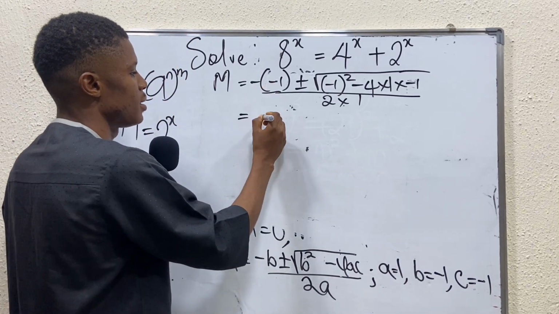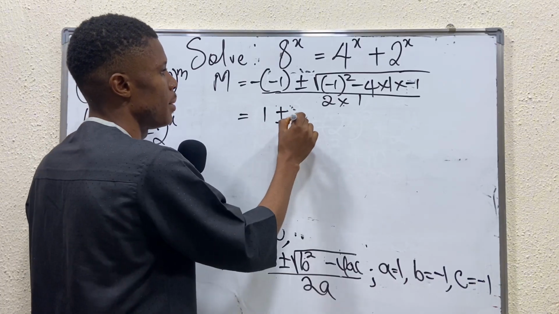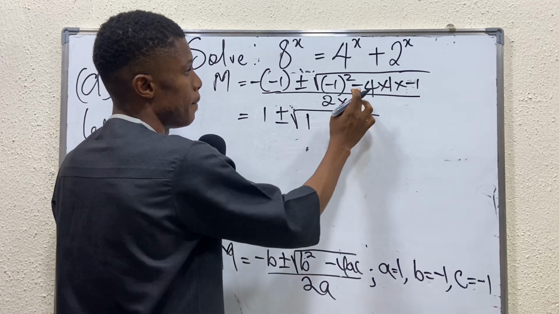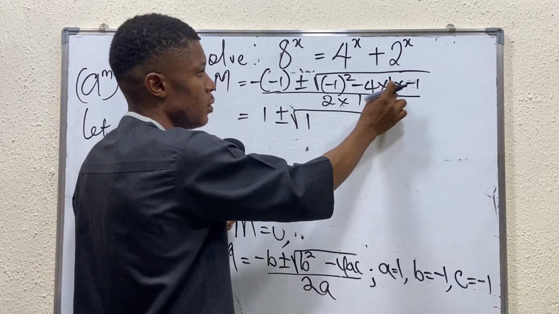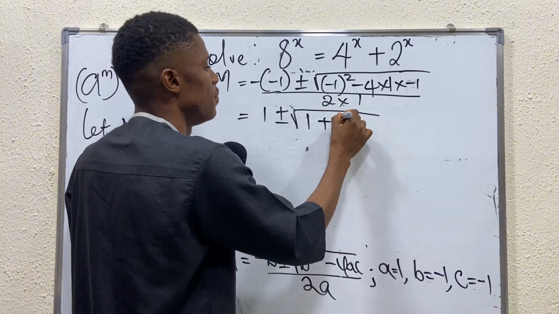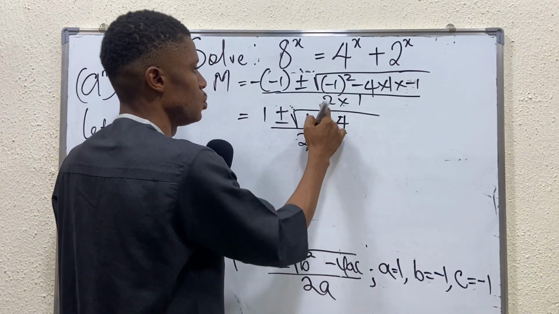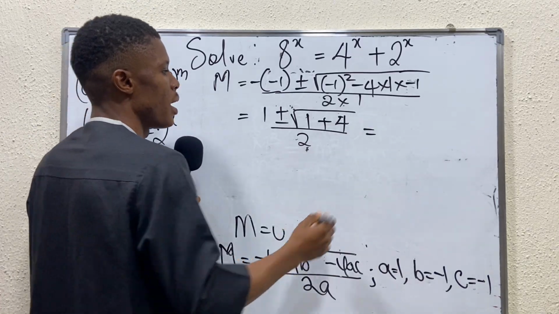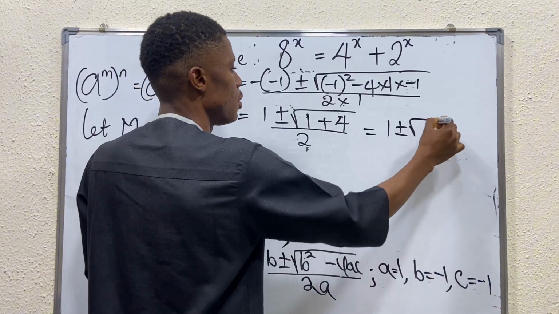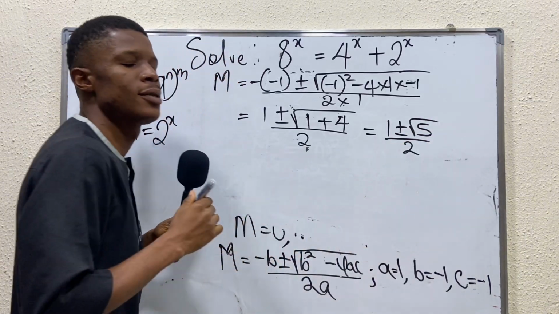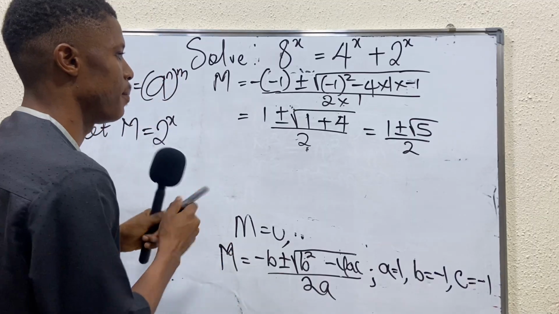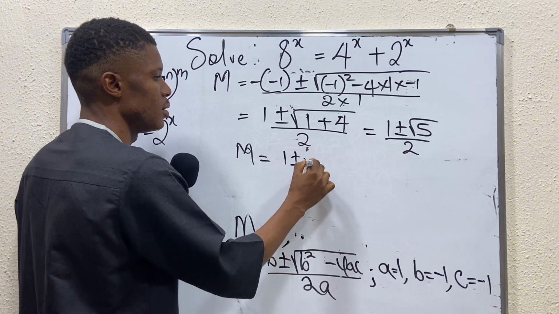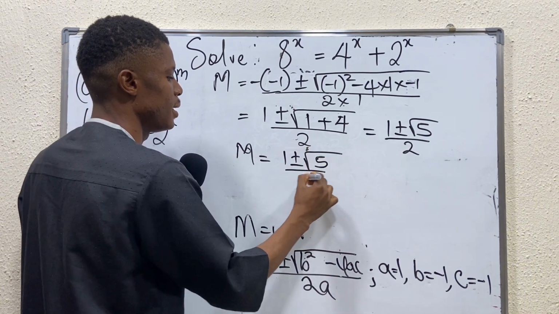So we have it as minus is plus, so we have 1 plus or minus the square root of -1 squared, which is 1, right? Then minus 4 times 1 is -4, times -1 is plus 4, divided by 2. 2 times 1 is 2. And this will give us 1 plus or minus the square root of 5 divided by 2. And this is actually the value of m. So we say that m is equal to 1 plus or minus the square root of 5 divided by 2.